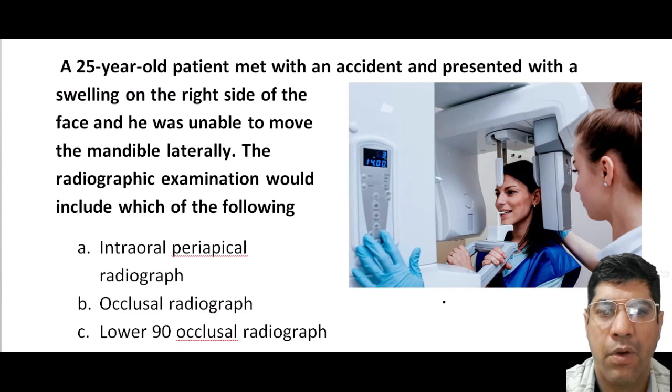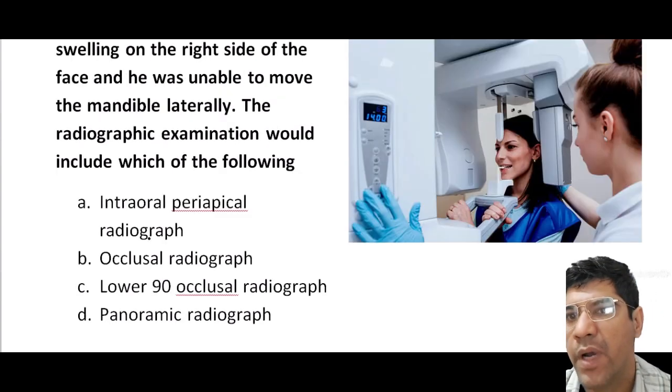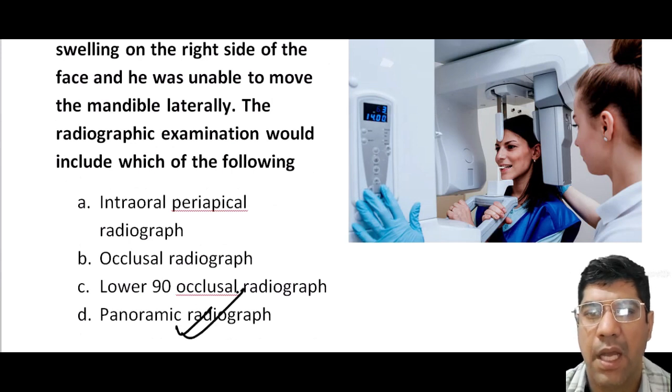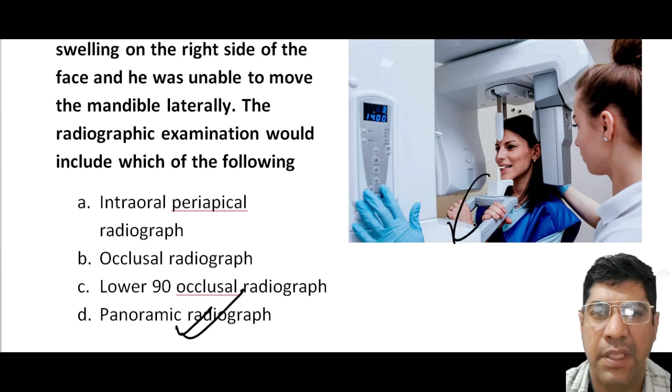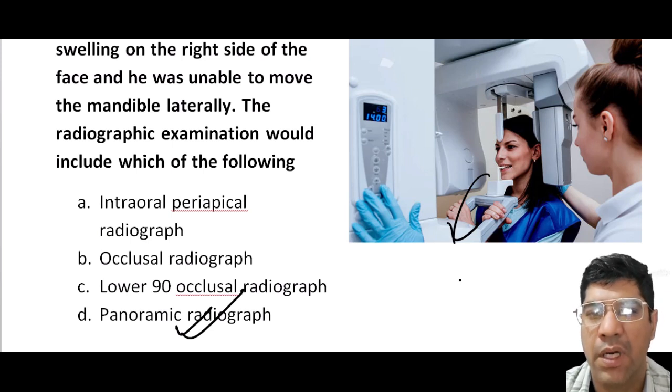The panoramic image would be the answer, as it provides a better and broader view of the entire maxillofacial region. So this one figure is the panoramic imaging. That can help to identify fracture, dislocation and other injuries to the jaw and facial bone. It is useful to assess the overall condition of the mandible and adjacent structures in case of trauma.